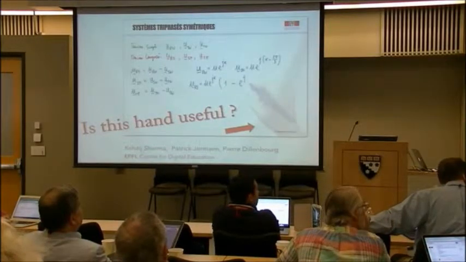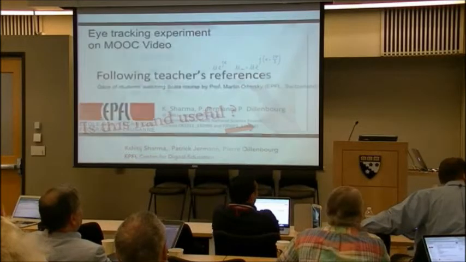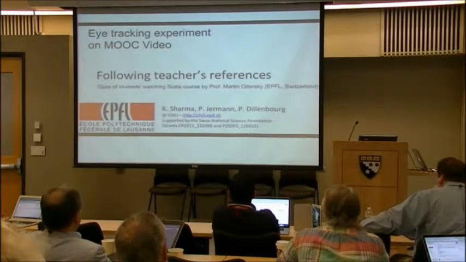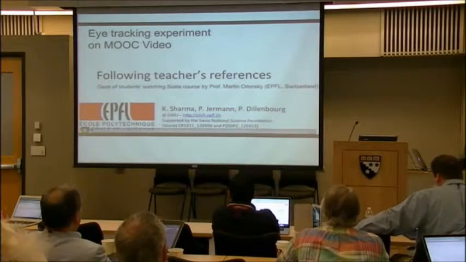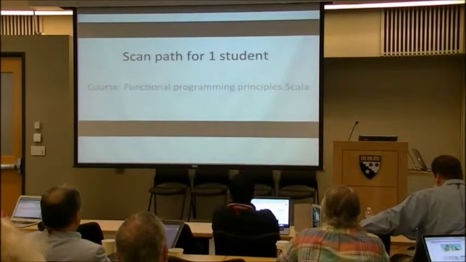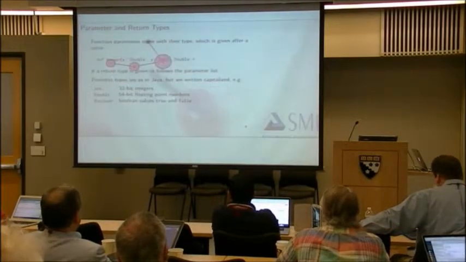To analyze this, we use eye tracking again. And here is a video where you will see the extent to which the gaze of the learner follows the pointing of the teacher. First, we look at one student, and here the teacher uses a pen.